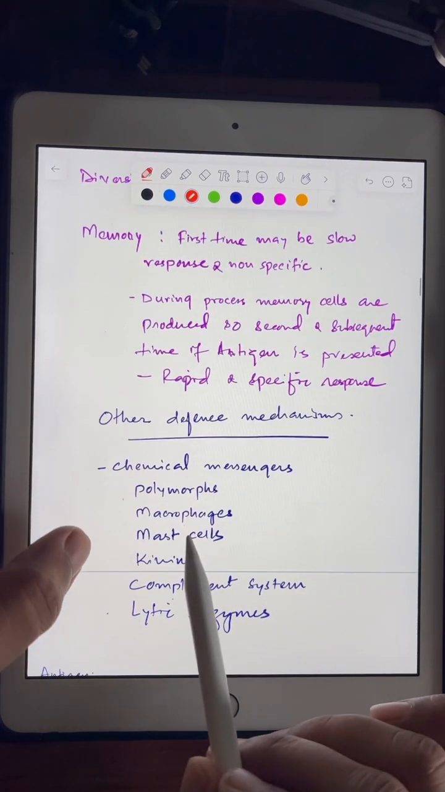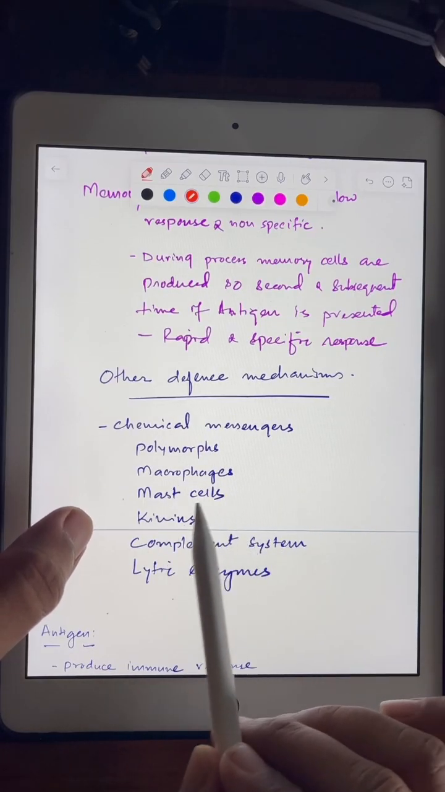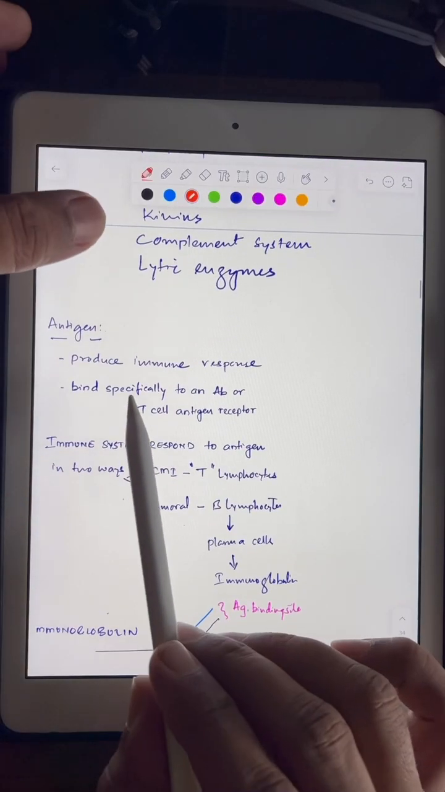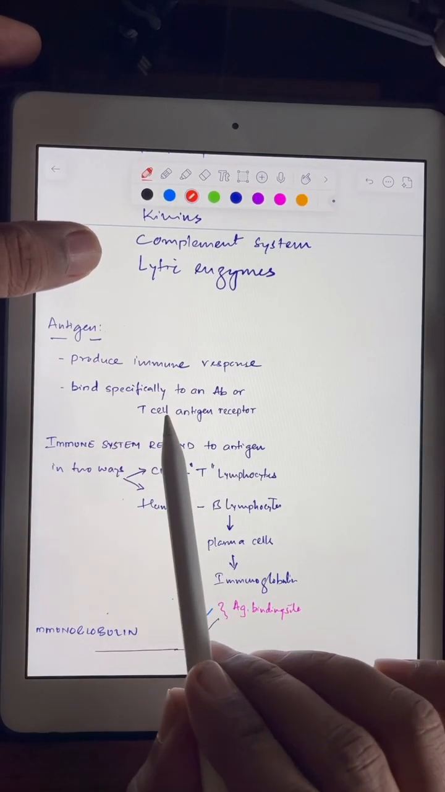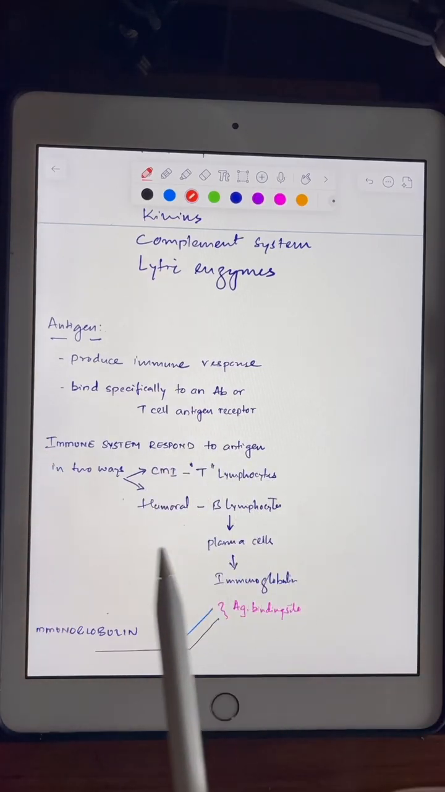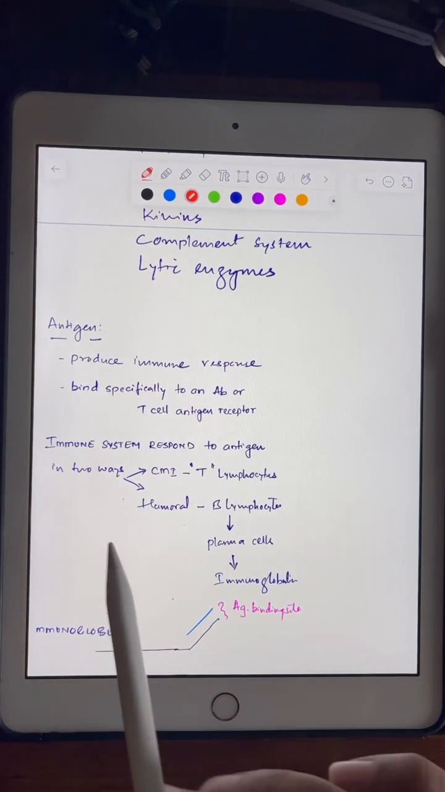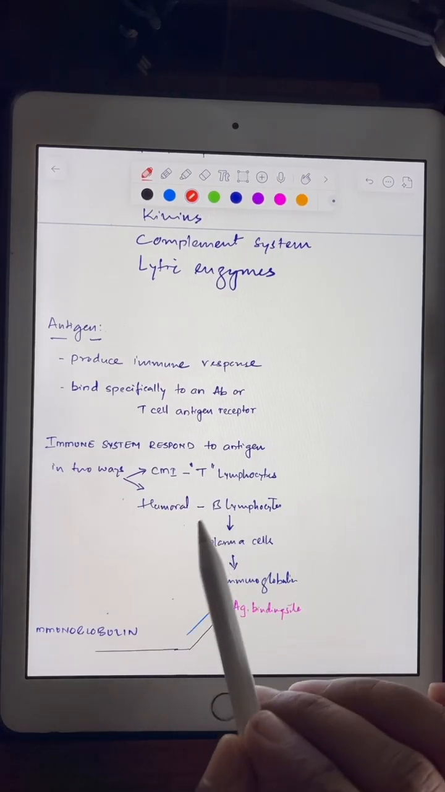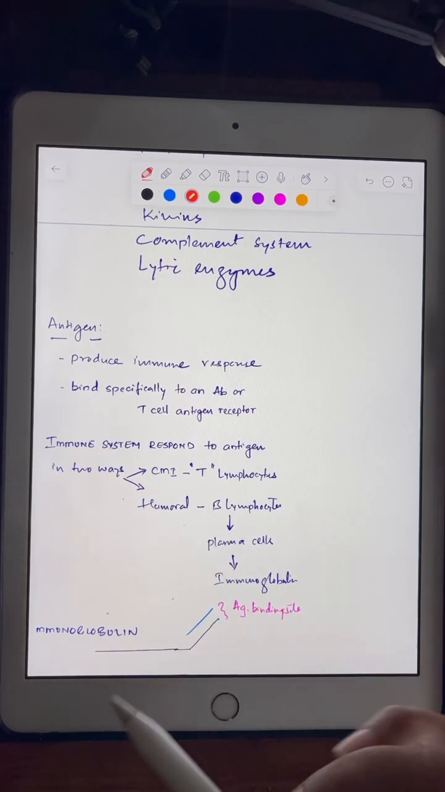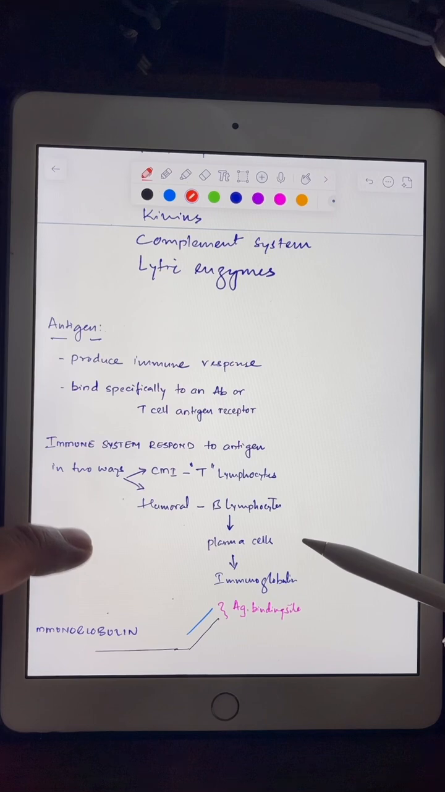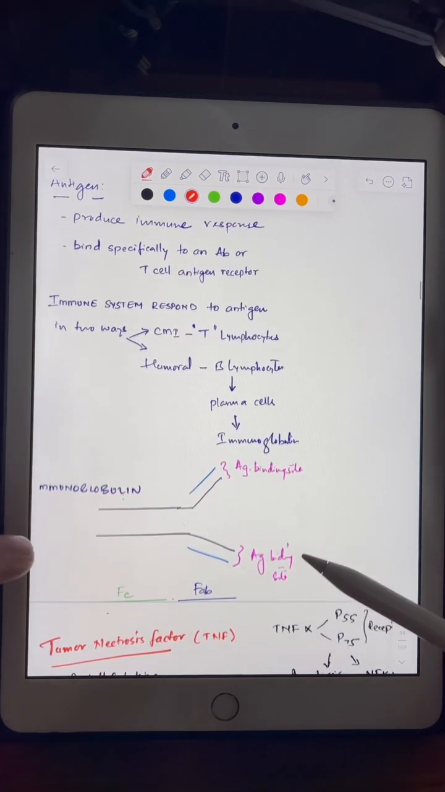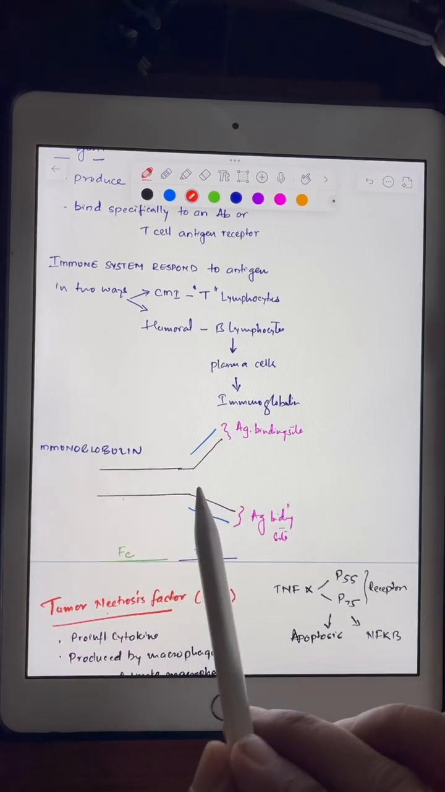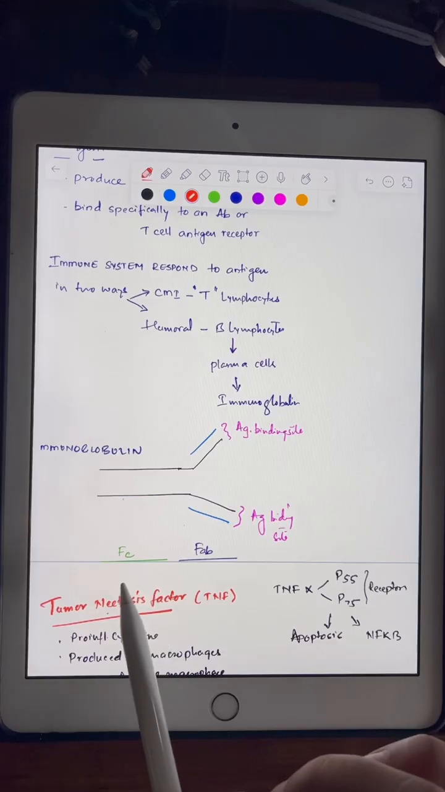Other defense mechanisms are chemical messengers, polymorphs, macrophages, mast cells, kinins, complement system. What is an antigen? Antigen produces an immune response, binding specifically to antibodies or T cell receptors. The immune system responds to antigen in two ways: cell mediated and humoral. Cell mediated immunity is led by T lymphocytes and humoral is through the antibodies by B lymphocytes. B lymphocytes stimulate plasma cells which release immunoglobulin. Immunoglobulin has two arms, a long arm and a short arm; the immunoglobulin binding site, Fc, Fab.